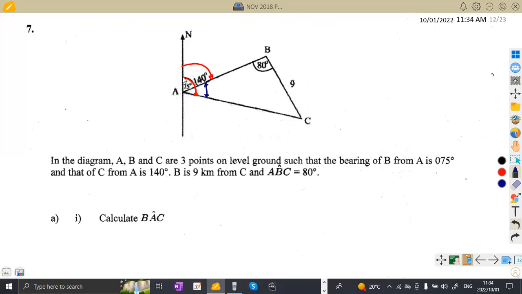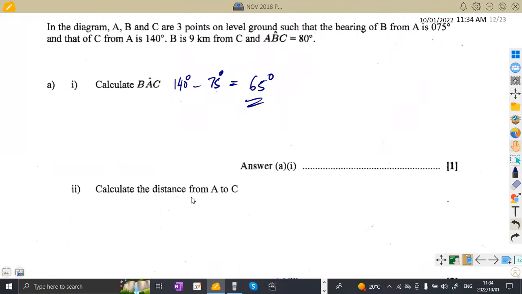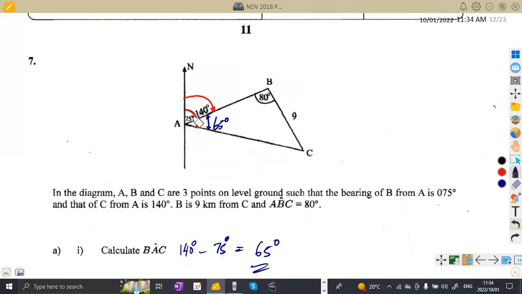Since I know that the whole of this angle is 140, I just have to subtract 140 minus 75 degrees. From our calculator, 140 minus 75 is 65 degrees. So this angle inside this triangle is 65 degrees. That was the idea of this question. Let's see the other part. Calculate the distance from A to C. The question is just saying calculate AC. From A to C is just AC or CA. This is what we have here from A to C, this side here.